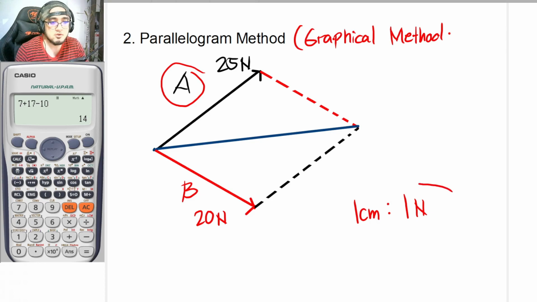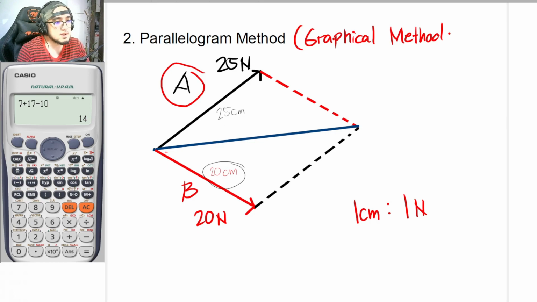If this is your chosen scale, if you would now be drawing this on your paper, you would be drawing this line 20 centimeters. And once again, if this is your chosen scale, you would be drawing this line as 25 centimeters.